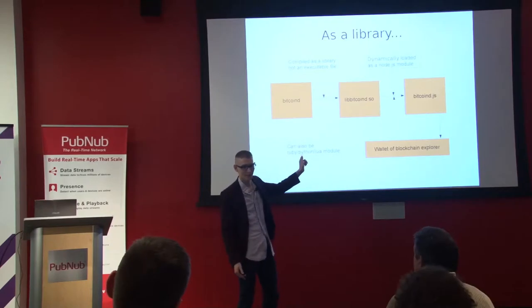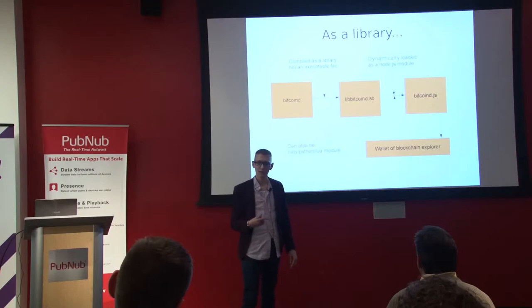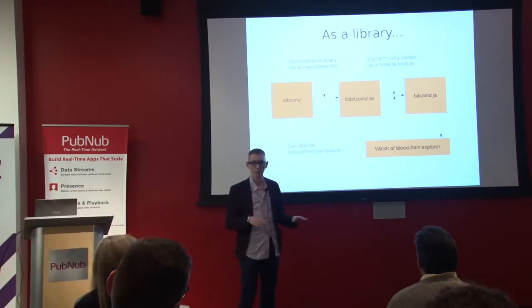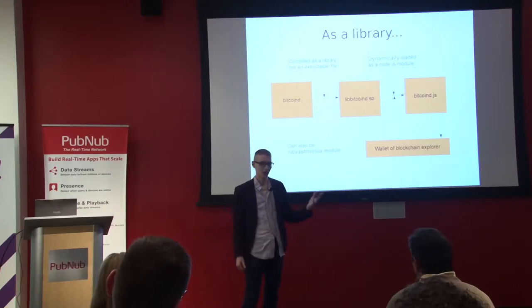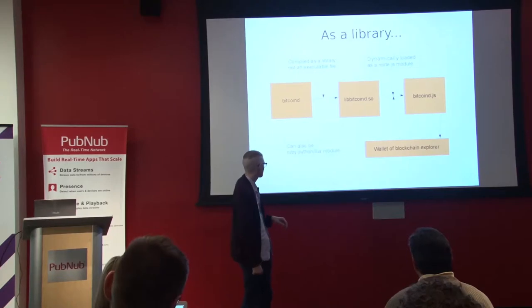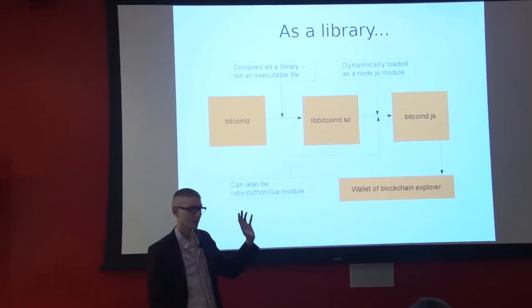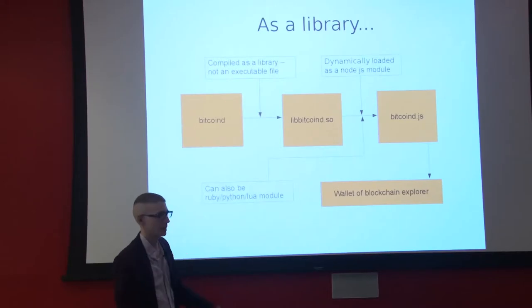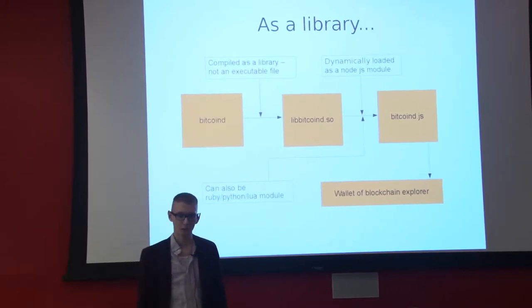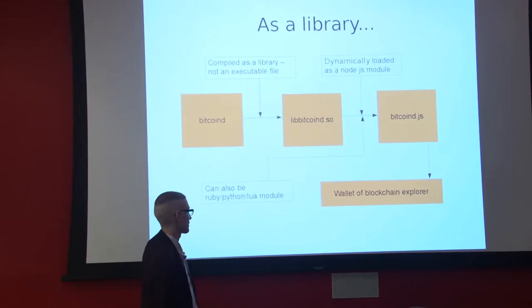Now anything can link to that. You can link to it from C++. You can write a binding for it in Node.js, in Ruby, in Python, in Lua, whatever you want. There are some issues with that, and I'll delve into that later. But once it's libbitcoind.so, it's dynamically loaded, with the dlopen system call, into bitcoind.js, which is a Node.js module. So you can access official Bitcoin functions from Node.js.